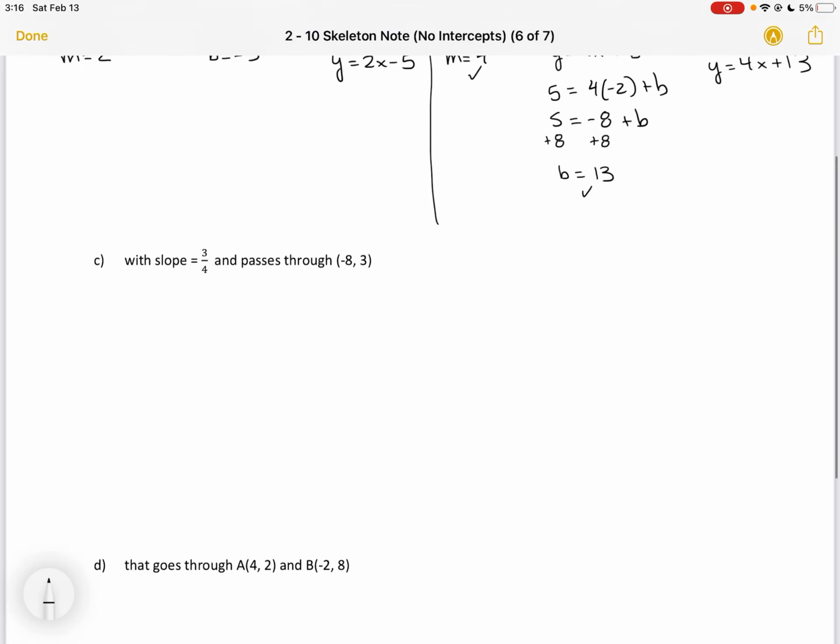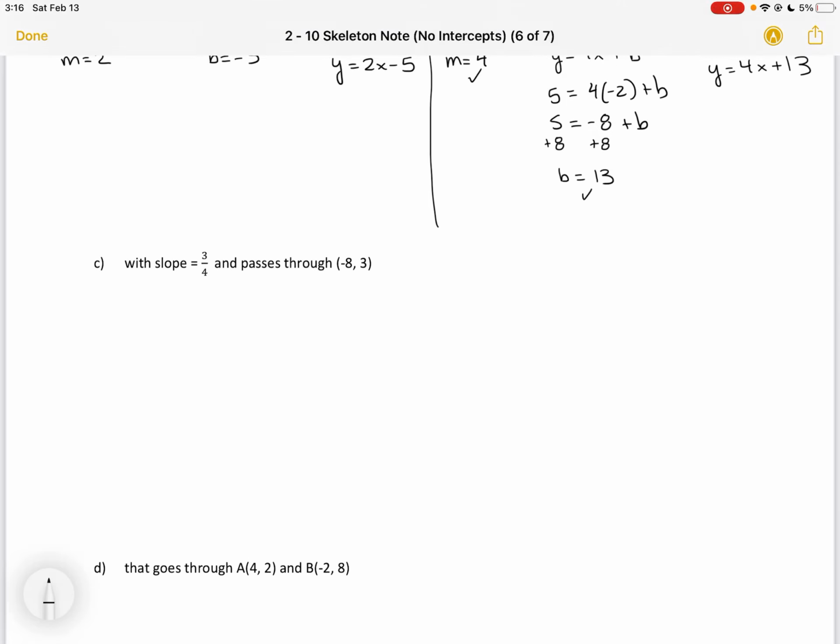My next example here is actually the same as b. The only difference is that my slope is a fraction. So 3 over 4, that's okay. I'm going to solve for b the same way I did before. So y equals 3/4 x plus b. I know the line goes through a point, so that's my x and my y. And I'm going to substitute those into my equation.